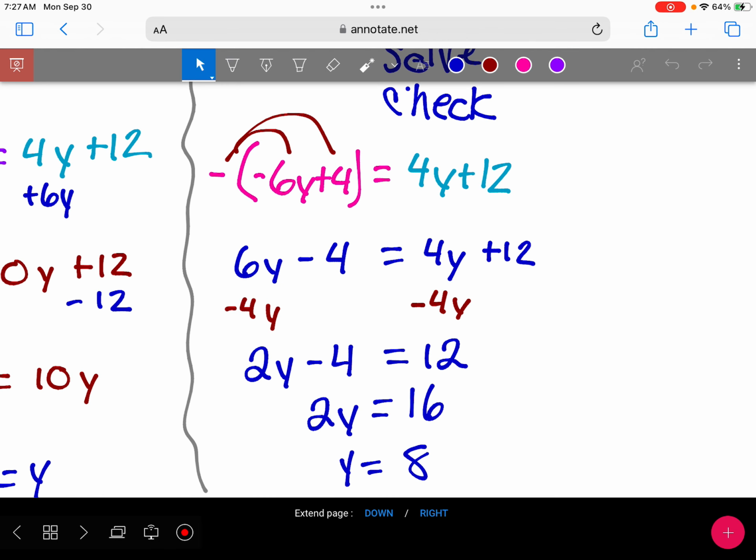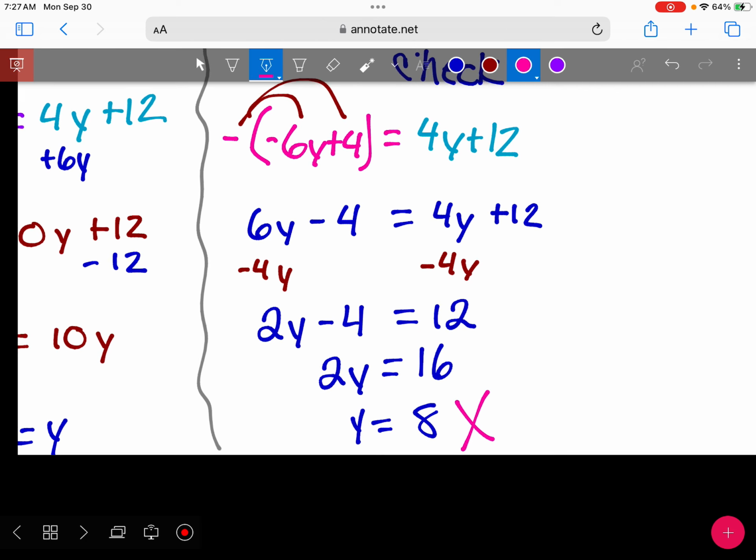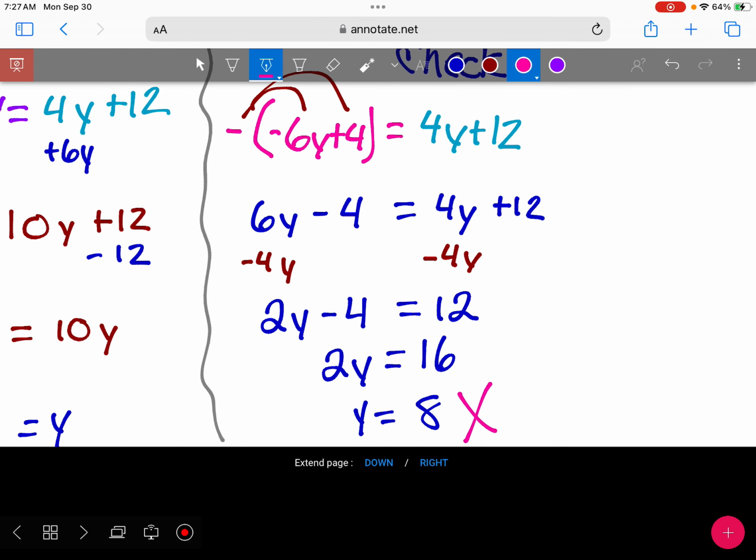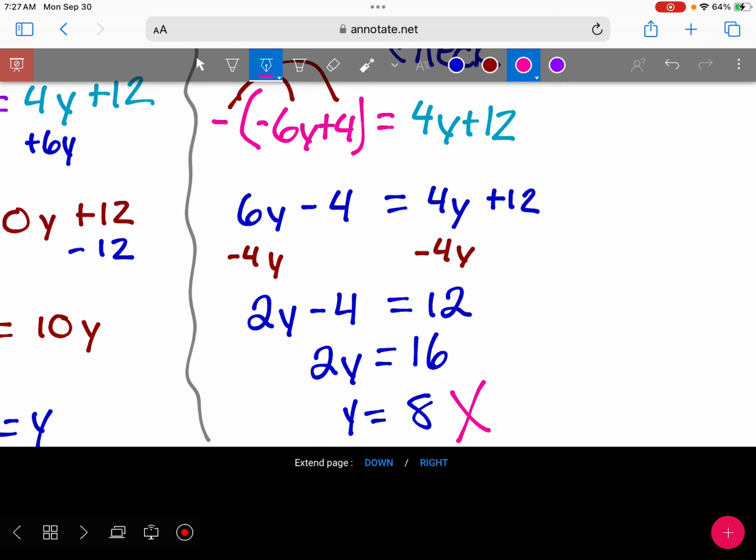That is why we are supposed to check every single time, because this one is, oh my God, they made us do all that work. That's so extra. It's extraneous. So I'm just going to write the word up here, extraneous.